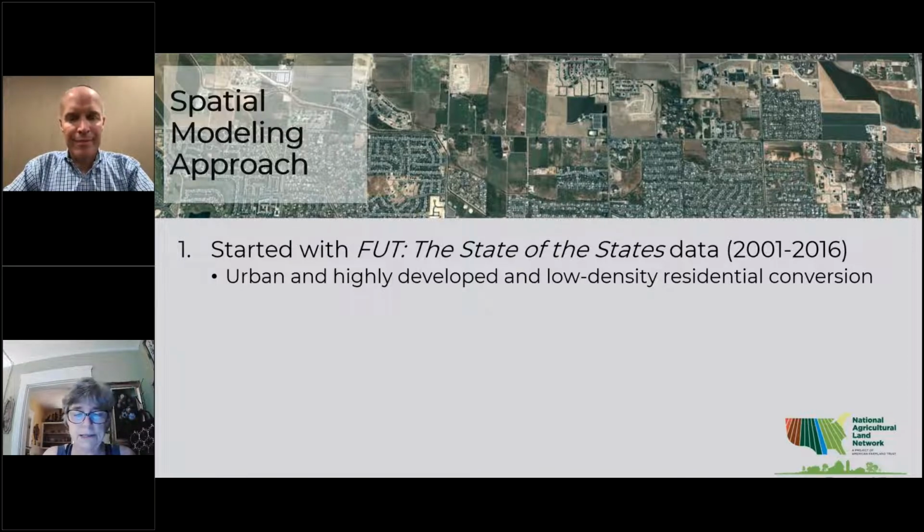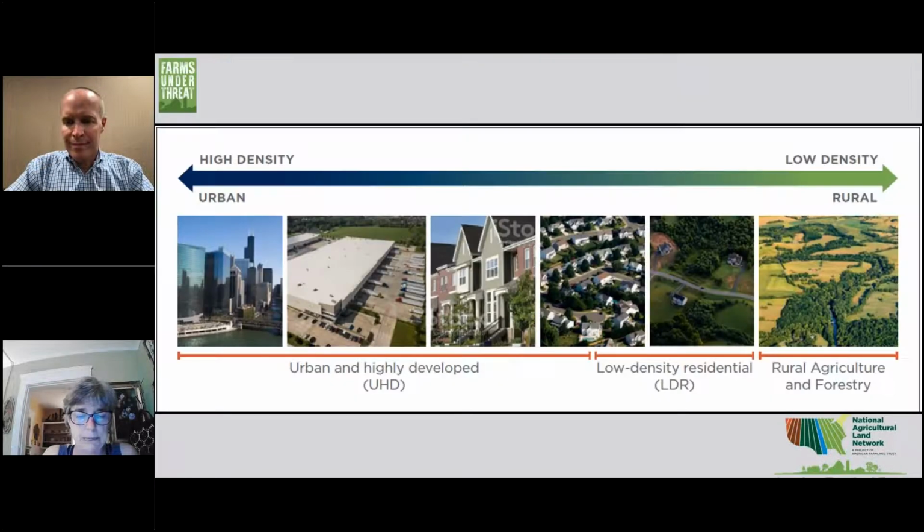So we started with the State of the States analysis of agricultural land conversion from 2001 to 2016. And as a reminder, that analysis mapped conversion of land to two different types: urban and highly developed land and low density residential development. So let's take a minute to talk through that spectrum of development. Urban and highly developed land is the traditional culprit in farmland conversion, and it's been mapped and tracked for many years. It includes residential, industrial, and commercial areas typically found in and around cities and towns. It also, though, includes rural industrial sites such as oil and gas infrastructure and solar development. Basically anything that can be identified by satellite remote sensing as built up.